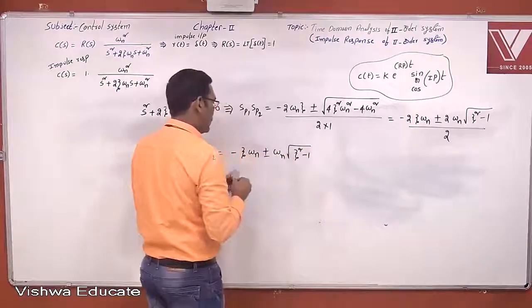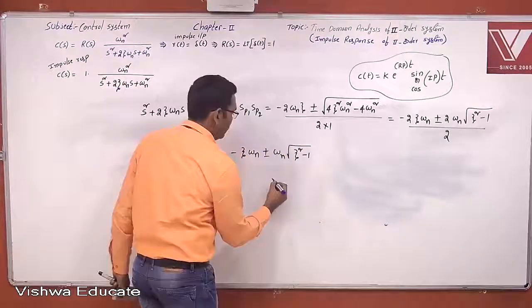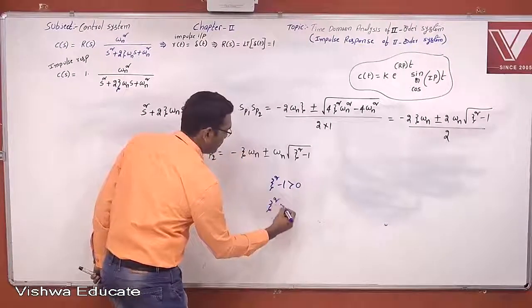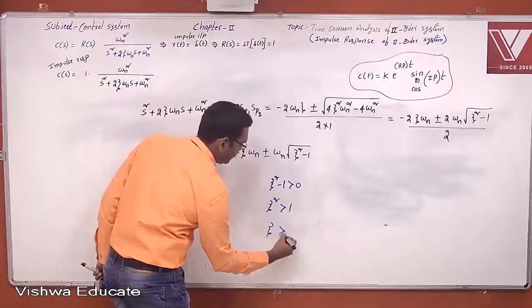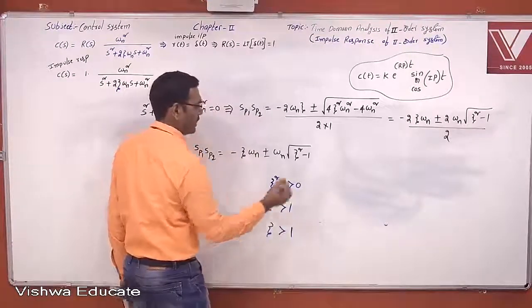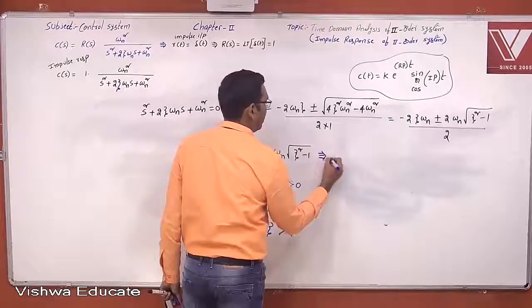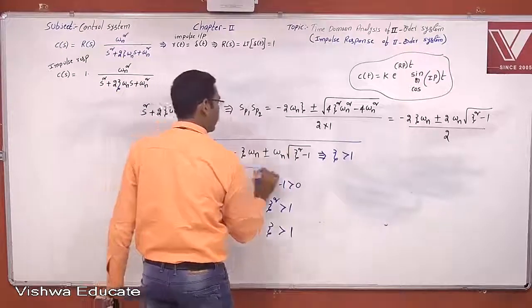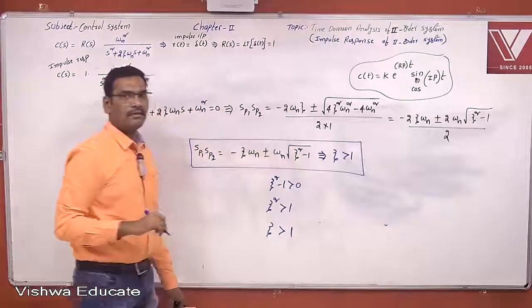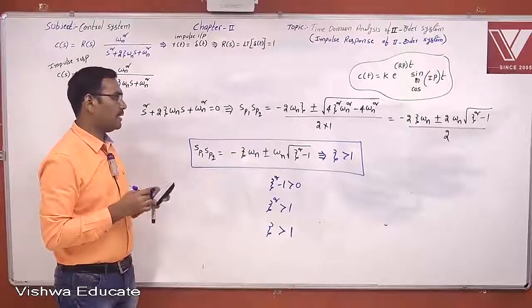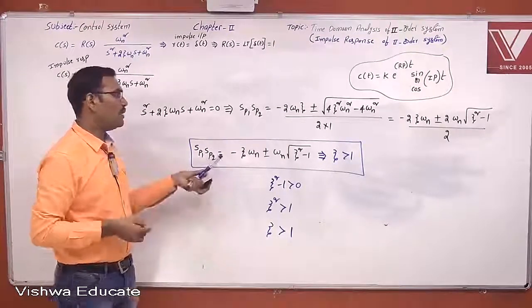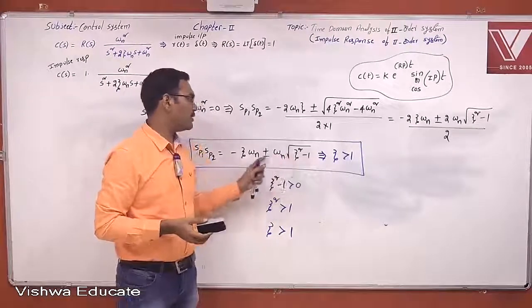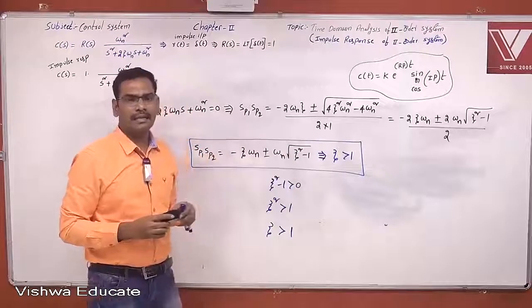Now this under root is positive, zeta square minus 1 is greater than 0, so zeta square is greater than 1. Then zeta is plus or minus 1, but we consider only the positive side. These are the poles location when damping factor zeta is greater than 1. Now this should be treated as case 3, damping factor zeta greater than 1.